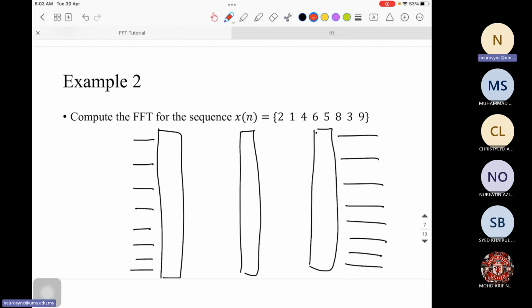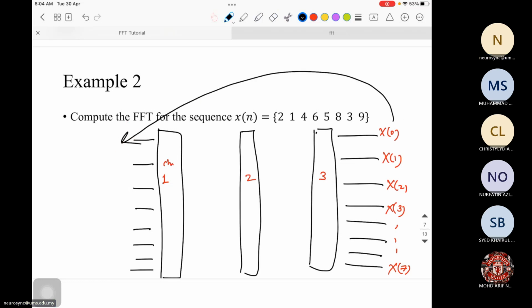Okay, so this is stage 1, this is stage 2, stage 3. So at the end of stage 3, we will get capital X of 0, capital X of 1, capital X of 2, 3 till what? X of 7, right? Then at the input side, first find the sequence. How will we find the sequence of input points? With the bit reversal technique. So this is 0 0 0, 0 0 1, 0 1 0, 0 1 1 like this.